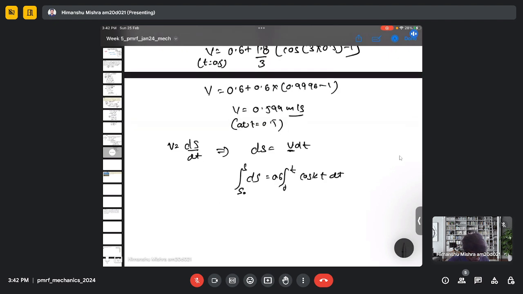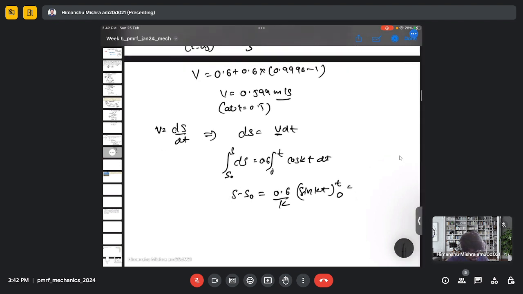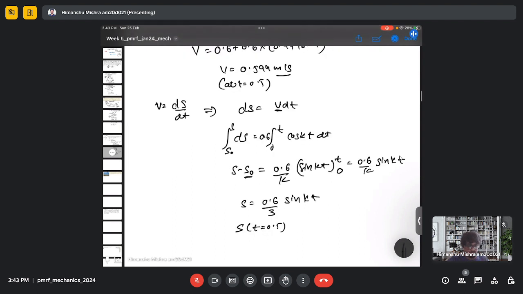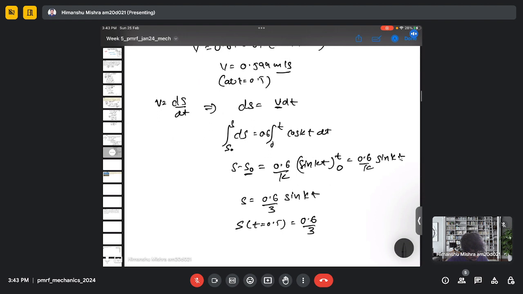So again on integrating, s minus s naught is 0.6 by k sine kt from 0 to t. So it will give you 0.6 by k sine kt. s naught is 0, so s equals 0.6 by 3 sine kt, and the position at time t equals 0.5 will be 0.6 by 3 sine 3 multiplied by 0.5.